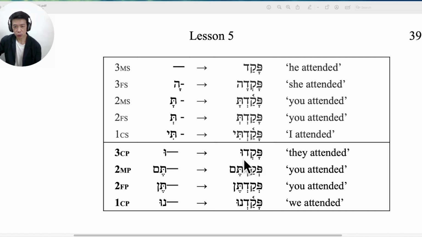For the second person masculine plural, tem is added to the end of the word. So this is a tav, this is a mem, added to the end of the word. So for you attended, it becomes pekadtem.